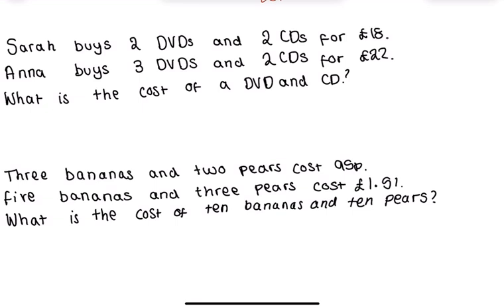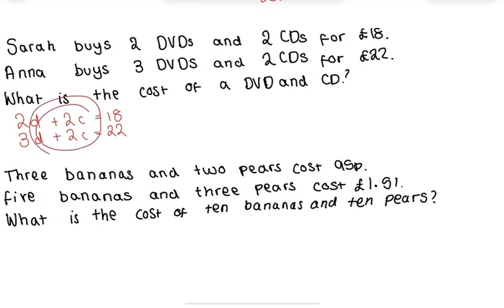Okay, let's go through this first one. Sarah buys 2 DVDs and 2 CDs for £18, and Anna buys 3 DVDs and 2 CDs for £22. What is the cost of a DVD and a CD? So let's have a look.